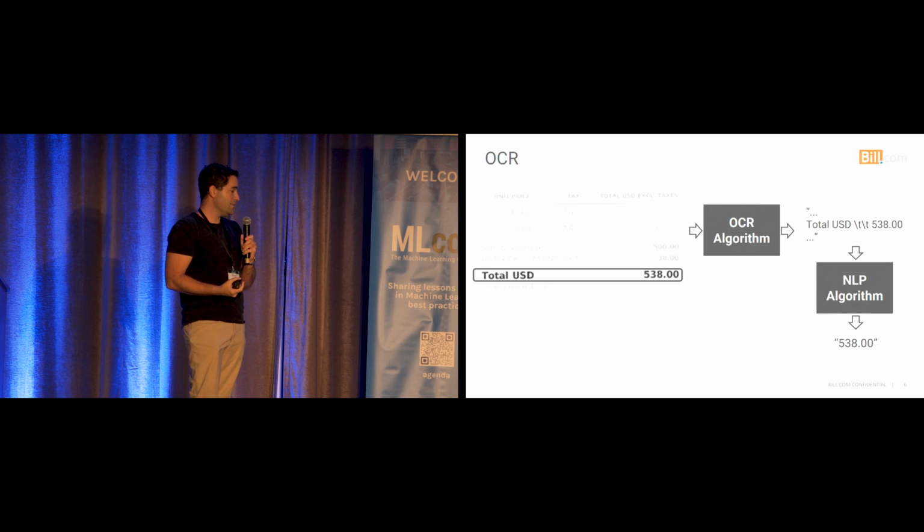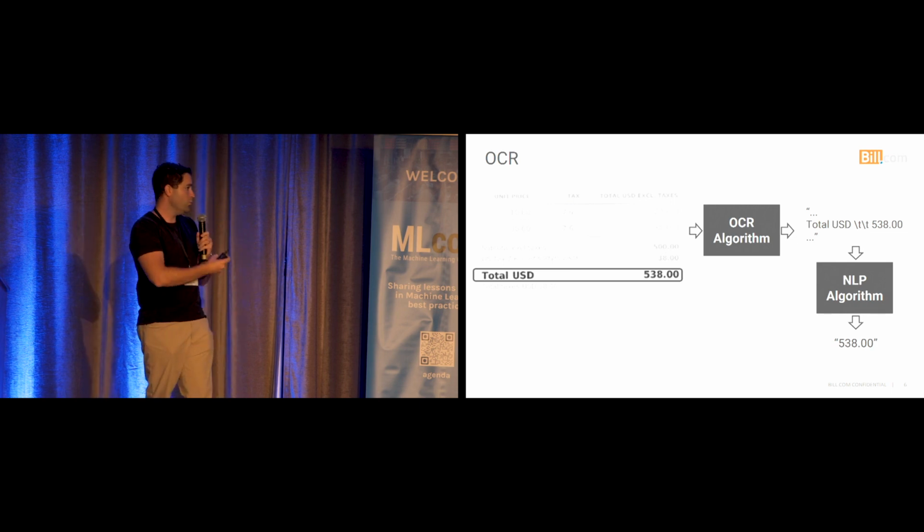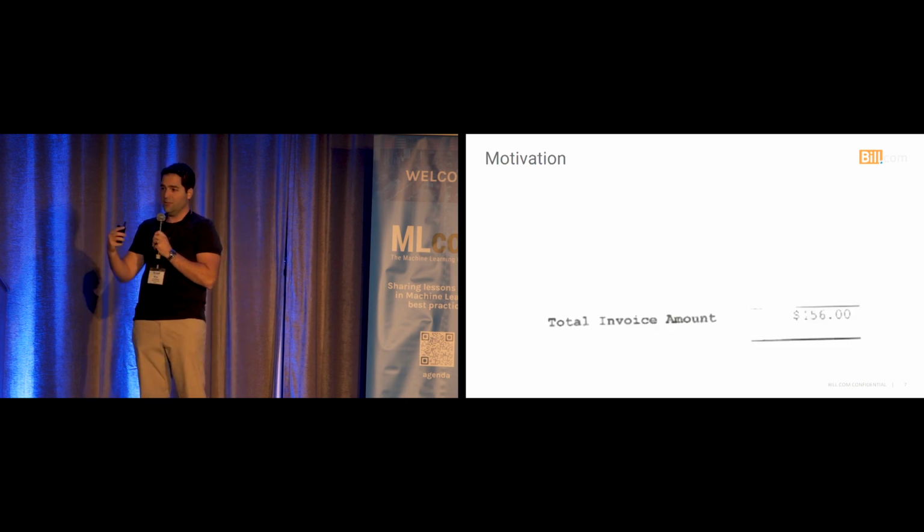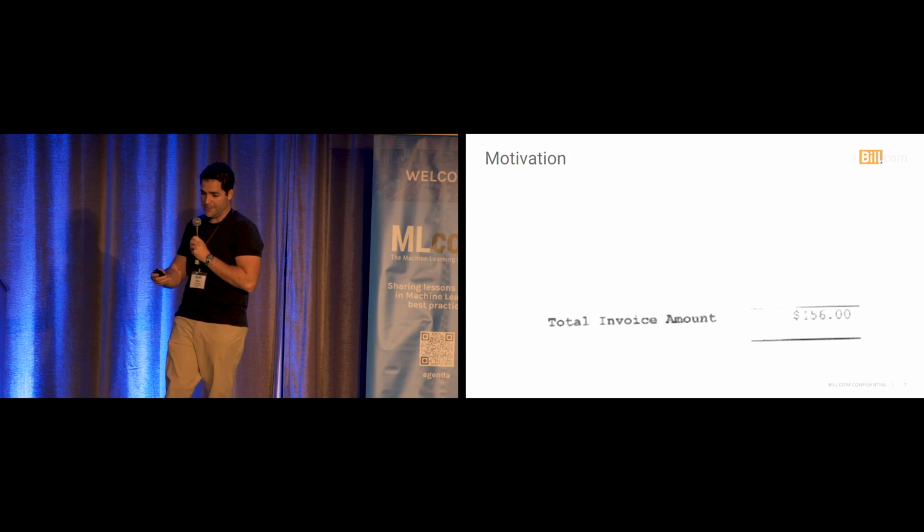Let's say you're processing international payments like we are. We get invoices from all around the world, and so we can't always just rely on a very strong, very powerful OCR algorithm. So that's one of the downsides of having to rely on this kind of two-step process.